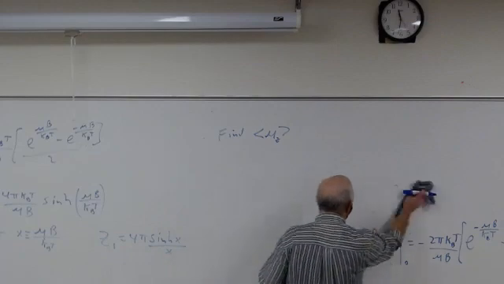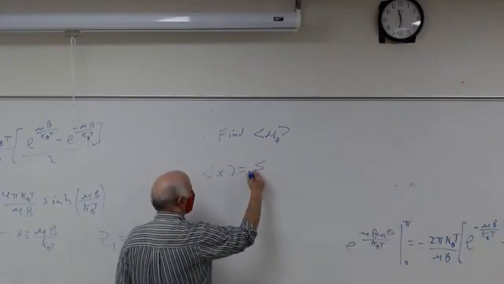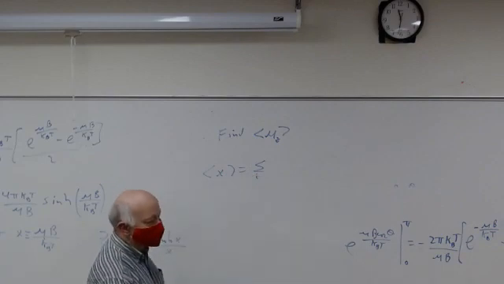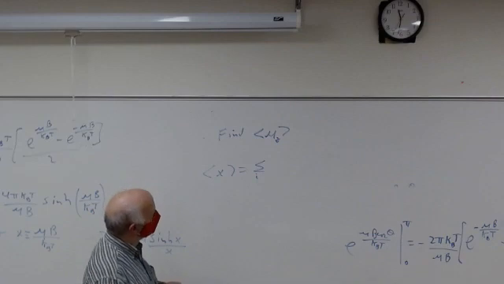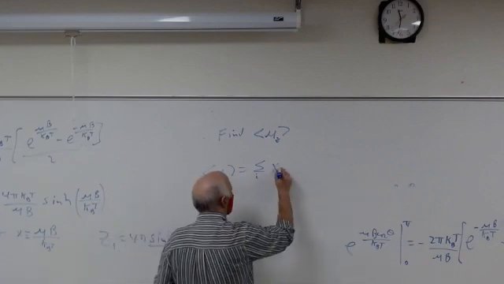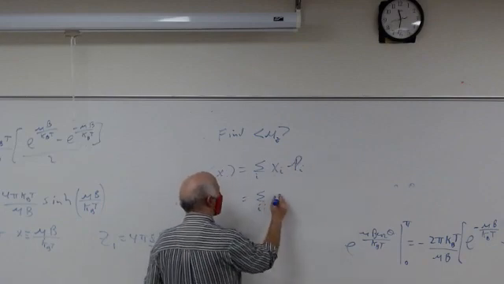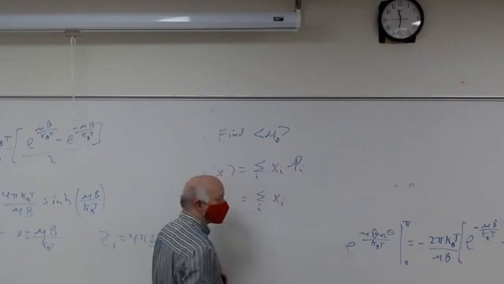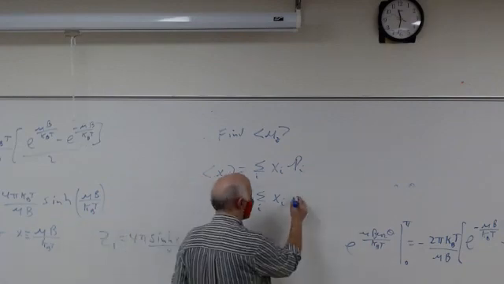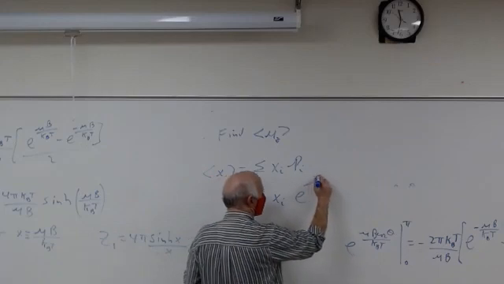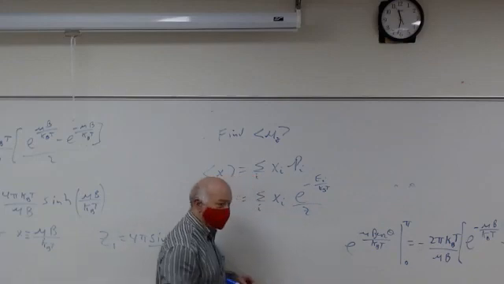You take a sum over i of x sub i times p sub i. We know that p sub i becomes e to the minus e sub i over kT, over the partition function. So we know that.